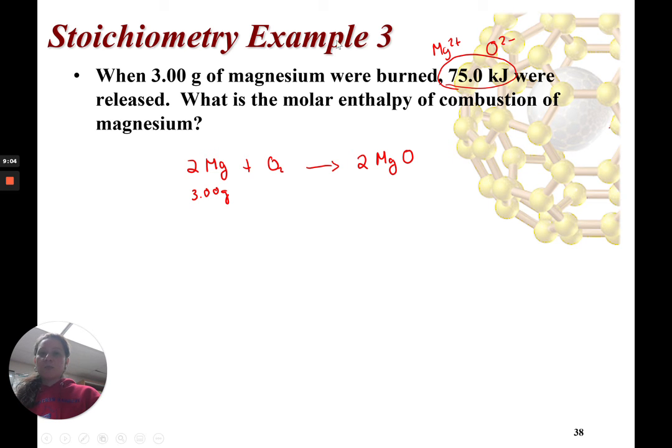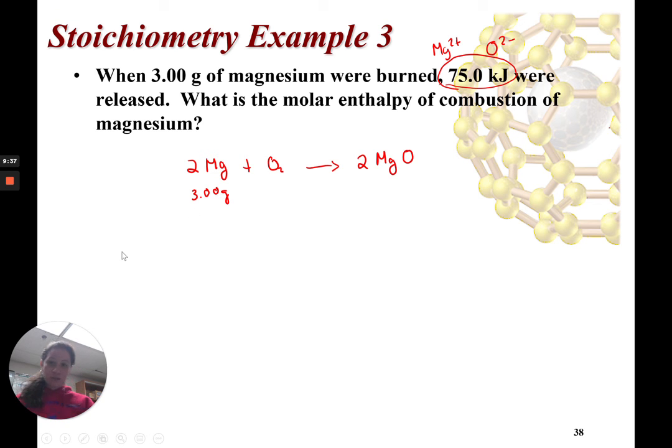What is it asking? It's asking for the molar enthalpy of combustion. Let's think about what that means. So enthalpy of combustion, that means heat that is transferred when you combust, when you burn. So how much heat is transferred when I burn my magnesium? Molar means that it's for 1 mole. So the question is asking how much heat would be transferred if I had 1 mole of magnesium. So I know that there's 75 kilojoules for 3 grams. How many kilojoules would it be for 1 mole?